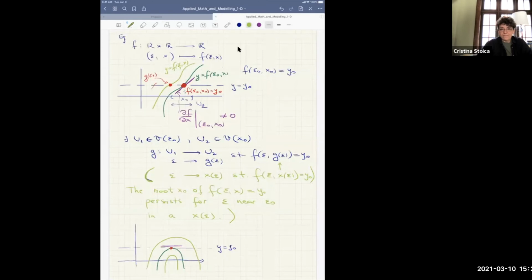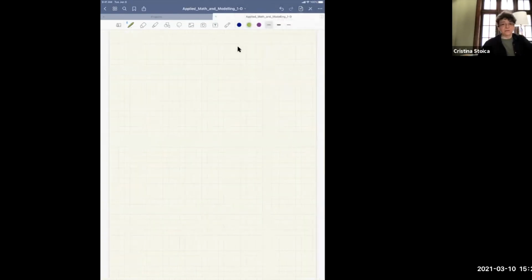I cannot stress to you, so this is an application of the implicit function theorem. I'm trying to give you a sense of where it's coming from, but the applicability and the importance of this theorem, I cannot stress it enough, actually. Okay, so let's see how we sketch a little bit of a proof.